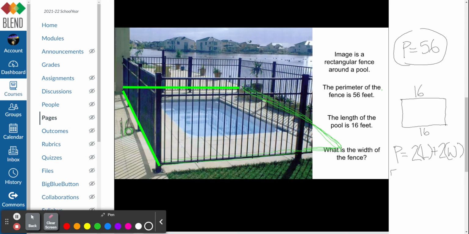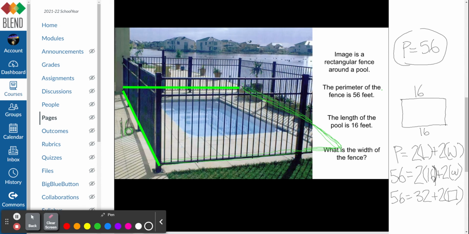So the perimeter is equal to 56. So since I already know what P equals, I'm going to replace the P with 56. I also know what the L is, so I'm going to replace the L with 16. That should be a parentheses. But I do not know what the W is, so I'm going to keep that W. All right, so now I can do 2 times 16. 56 is equal to 32 plus 2 times some number we don't know.